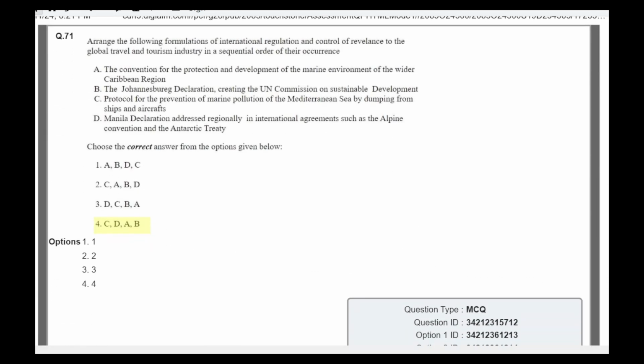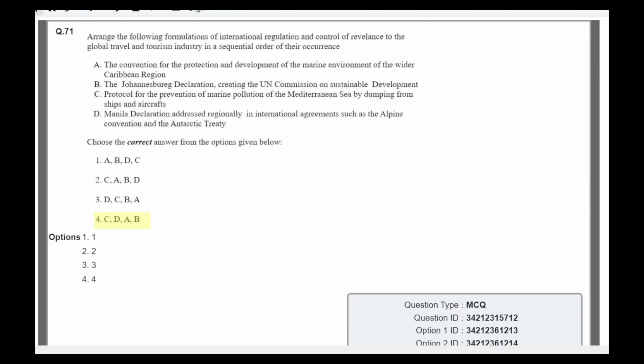Question number 21 again is a question to arrange in sequential order. These days, many questions are asked to order in sequential order, especially in the paper which got cancelled in June. There were more than 20 questions which were asked for chronological order or sequential order.